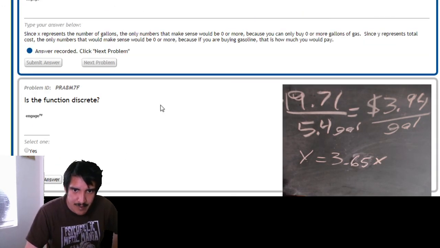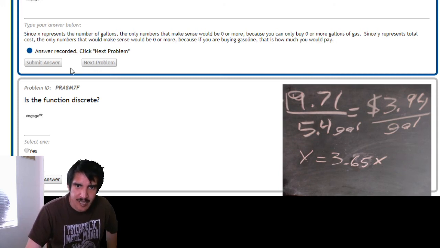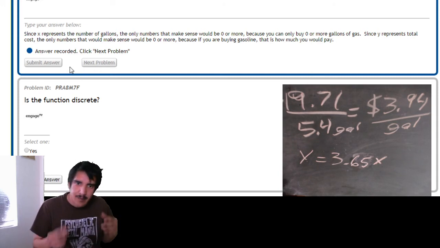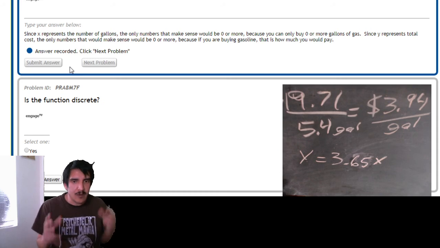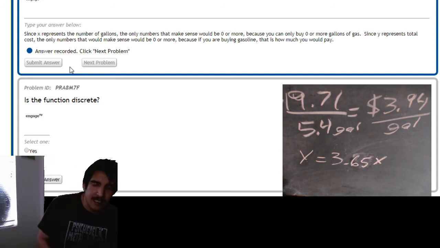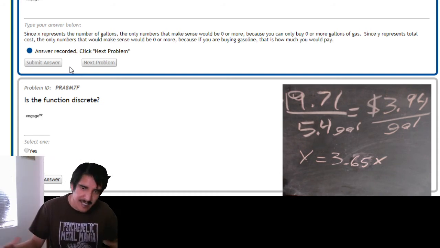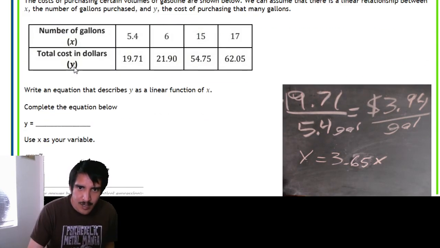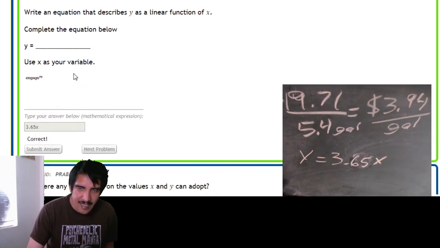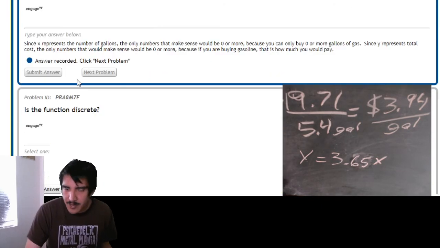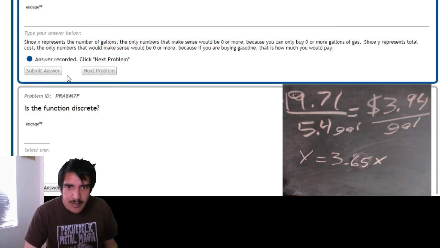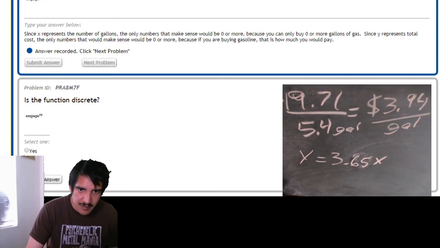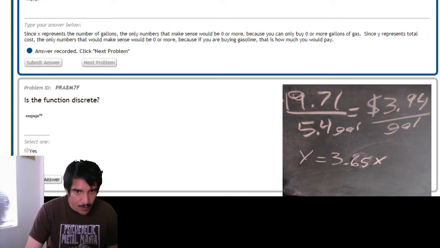Next problem. Is the function discrete? Now remember, discrete means that you're only counting using whole numbers, and continuous means that you're counting using decimal numbers and everything else. So in this function, if I look at the table, the number of gallons and the dollars, that's not just whole numbers. That's going to be like decimal numbers. Is this discrete? No, because discrete is only counting by whole numbers.